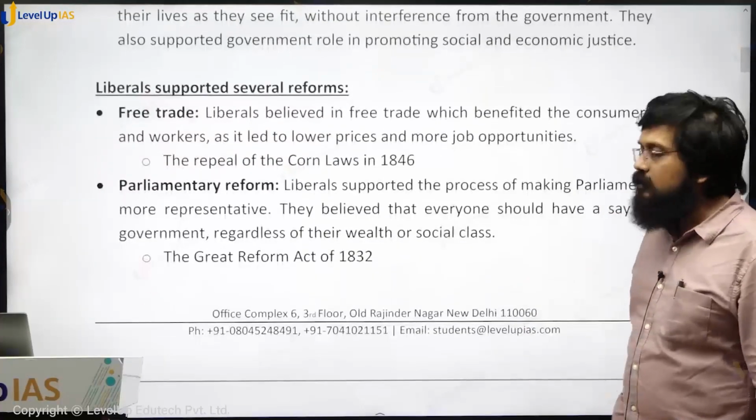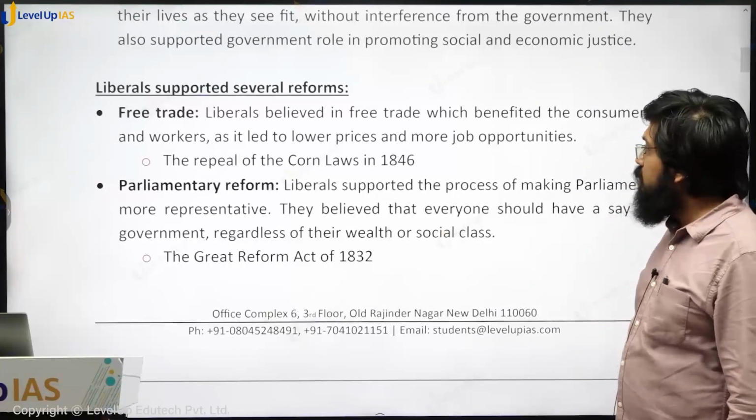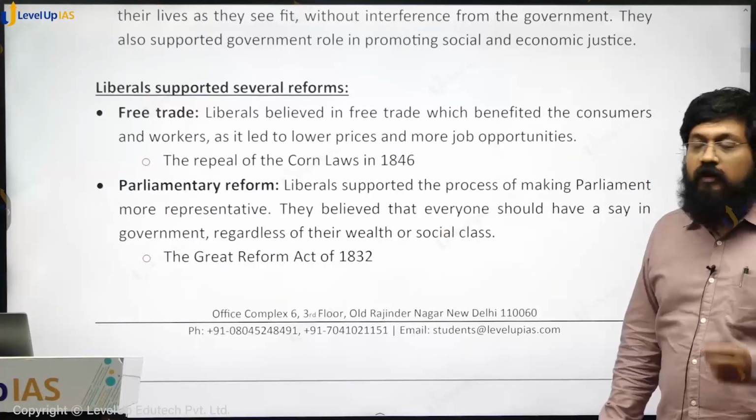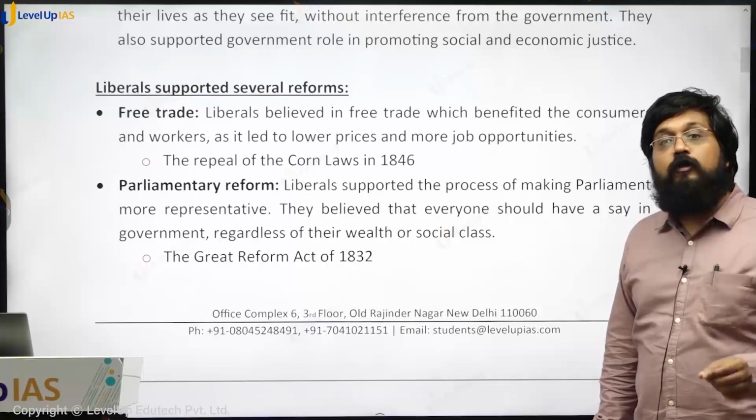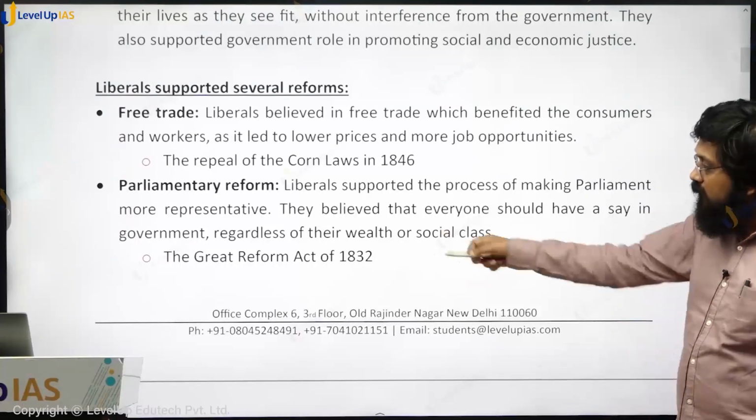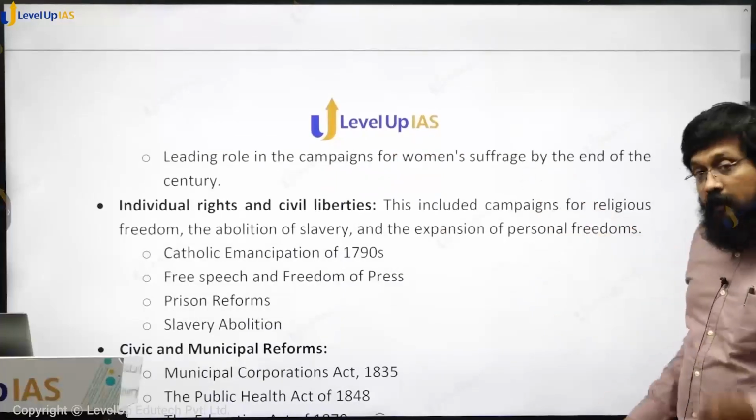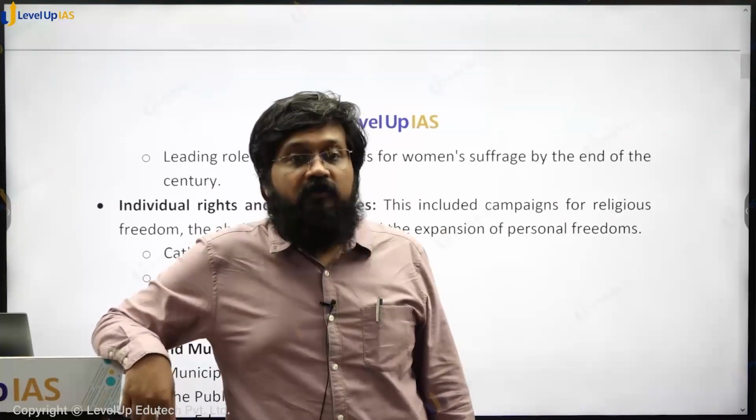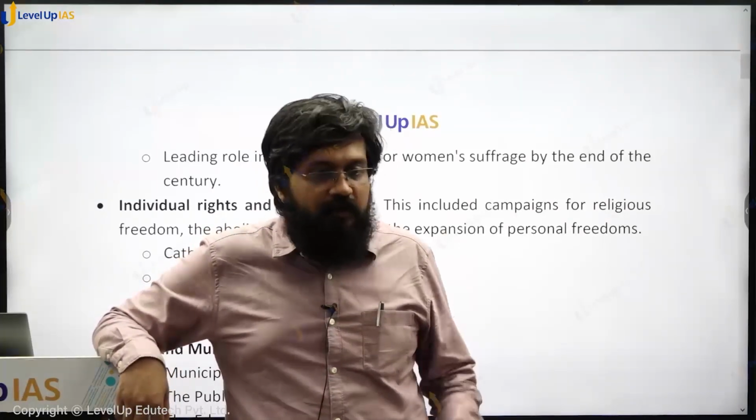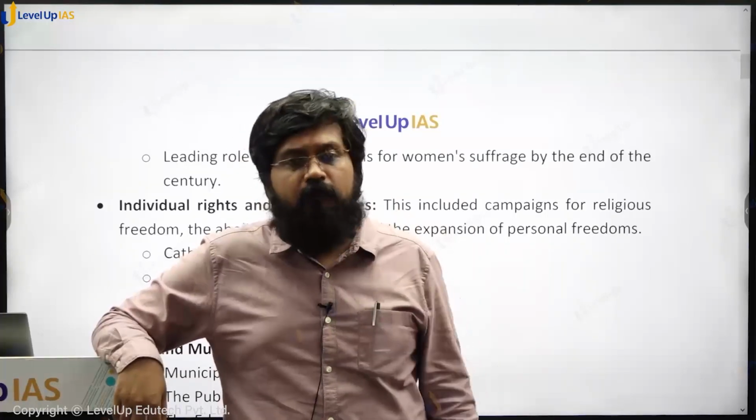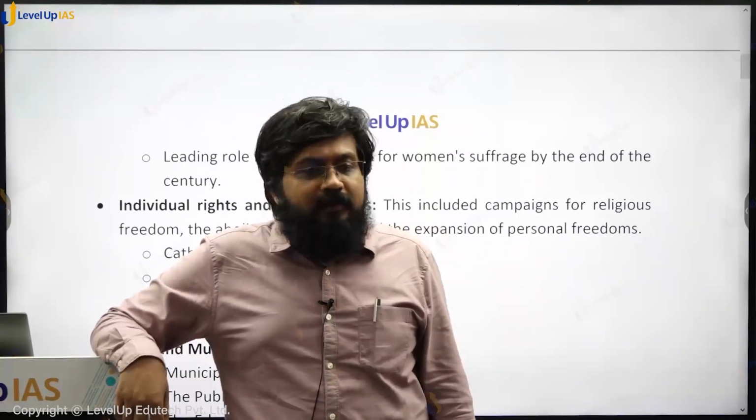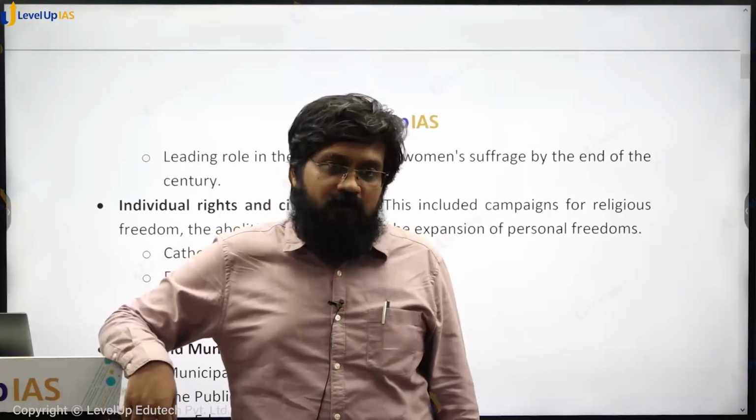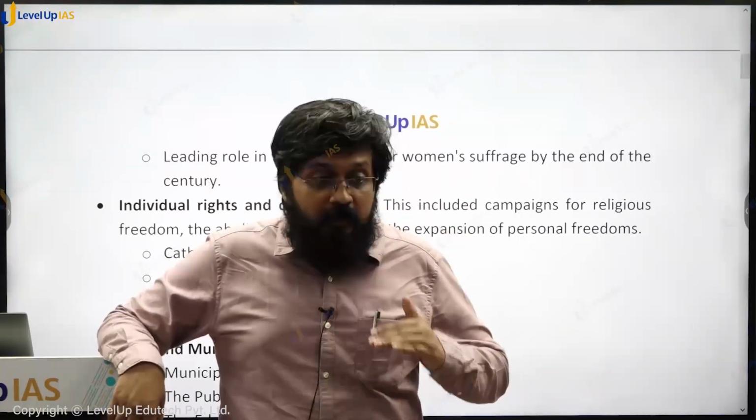Then second demand is the political demand. Go for parliamentary reforms. Liberals supported the process of making parliament more representative. They believed that everyone should have a say, regardless of their wealth or social status. Popular sovereignty continued. We have Great Reform Act of 1832, and we have again at the end of the 19th century, these liberals participate in the suffragist movement. What is suffragist movement? Movement for women's franchising. But that begins बहुत बाद में in 1880s, 1890s, धीरे धीरे शुरुआत होती है. It becomes very strong during and after the First World War. तो वो आगे वाली बात है. But these liberals later on supported that movement also.